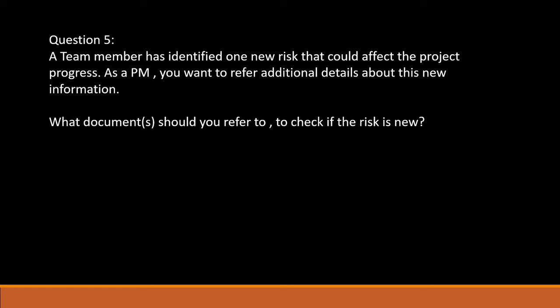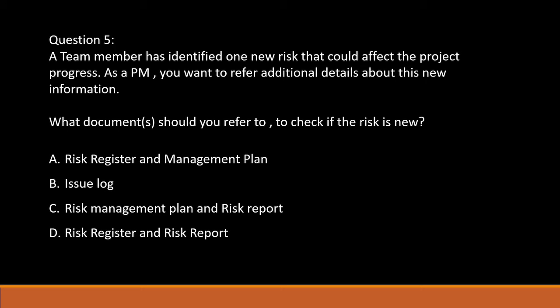A team member has identified one new risk that could affect the project progress. As a PM, you want to refer additional details about this new information. What document or documents should you refer to check if this risk is new? The options are A. Risk register and risk management plan. B. Issue log. C. Risk management plan and risk report. D. Risk register and risk report.